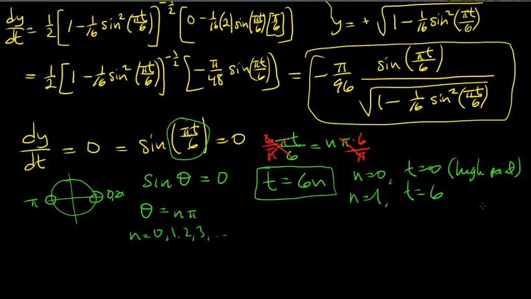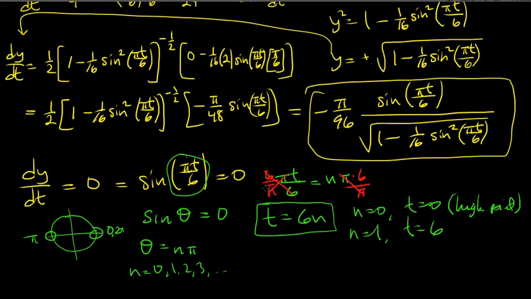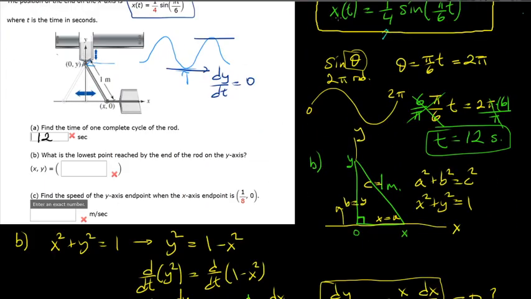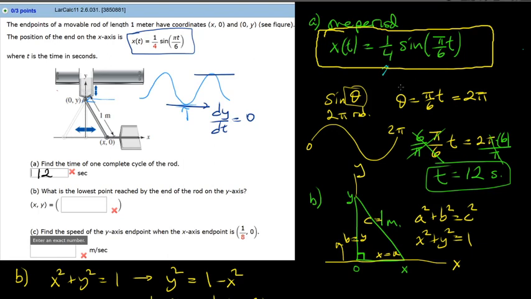Well, I mean, that's what we get, right? So pi t over 6, yeah, that's where the derivative is 0. Oh! I'm confusing that with x, right? X is the position, not the velocity.